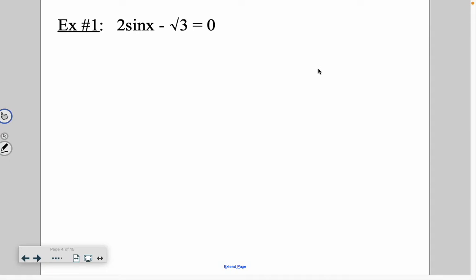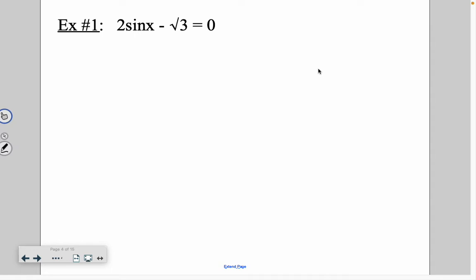Two sine x minus the square root of 3 equal to 0. So first question I have for you, and the first thing you need to identify pretty much every time you do a problem like this, is this an isolate problem or a factor problem? Isolate. There's only one trig function. It's just a sine of x. So let's get that sine of x by itself.